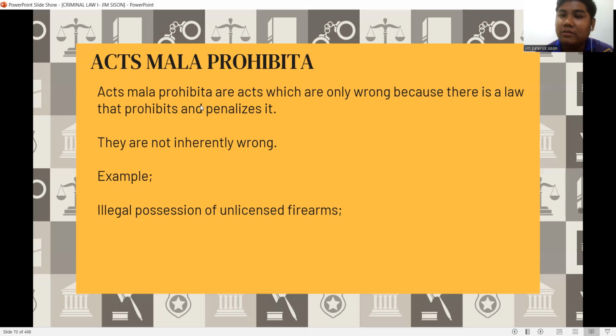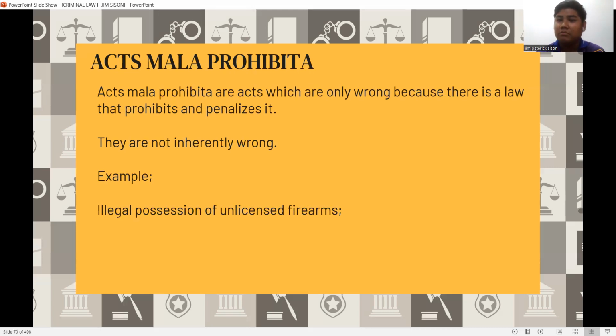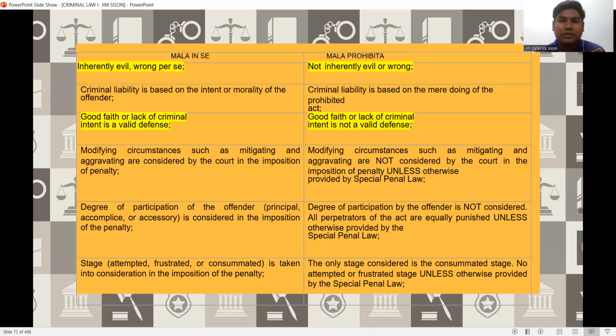Again, acts mala prohibita are only wrong because there is a law that prohibits and penalizes them. While acts mala in se are acts that are inherently evil, like rape, killing, or stealing. Acts mala in se are inherently evil or wrong per se. Even if there is no law punishing it, it is considered evil. While acts mala prohibita are only wrong because there is a law that prohibits and penalizes them.